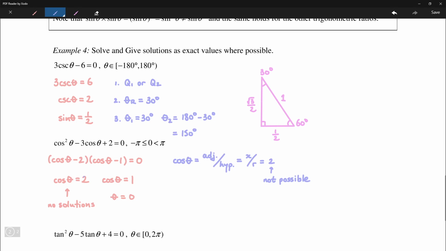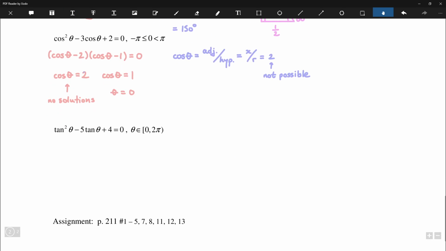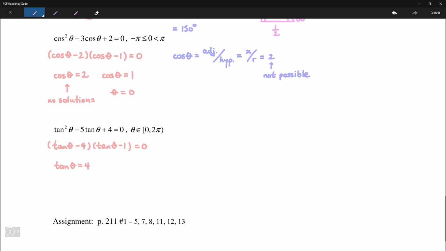Okay, so from there, one more. This time we have the tangent ratio. Again, we can factor, so this will be tangent theta minus 4, and then also tangent theta minus 1 equal to 0. And unlike the sine and cosine ratio, the tangent theta could be equal to 4. It could also be equal to 1. So both of these parts will produce solutions.